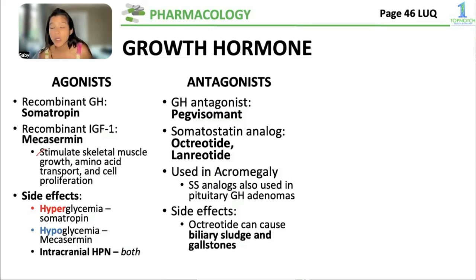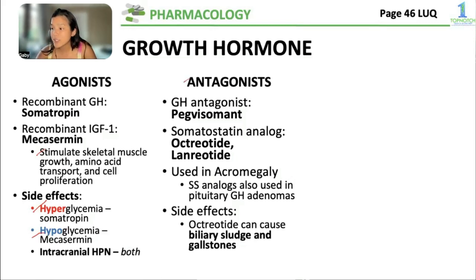So the side effects, however, of these two drugs are different. So it makes sense. Growth hormone can cause hyperglycemia, whereas mecasermin, which is an insulin-like growth factor, so diba, insulin-like promotes movement of glucose from the blood into the cell, can cause hypoglycemia. But both of them can also cause intracranial hypertension.